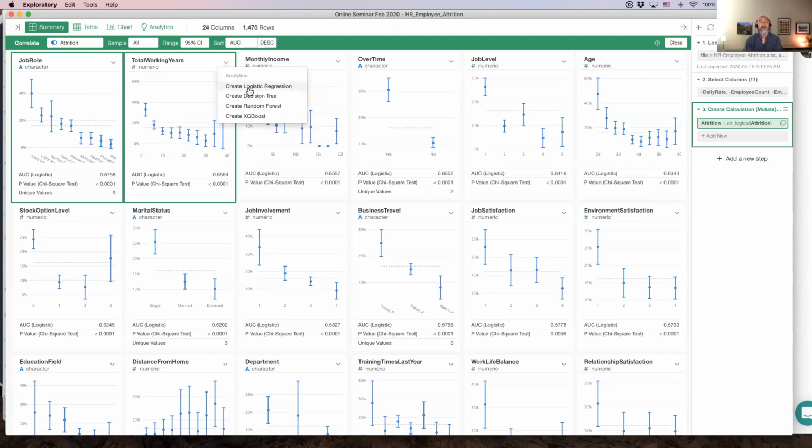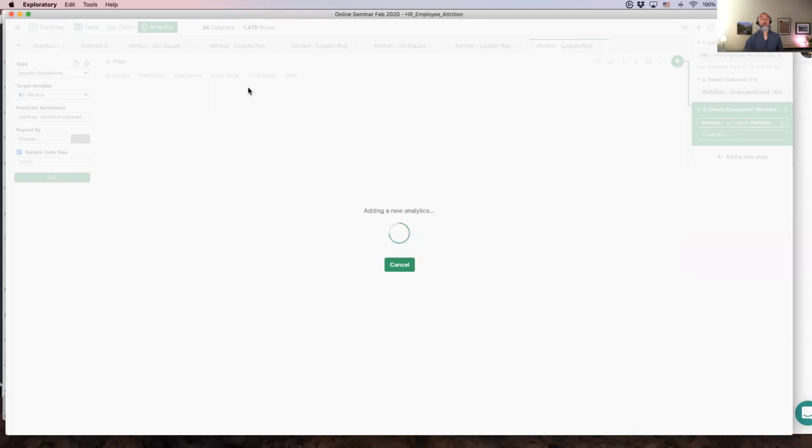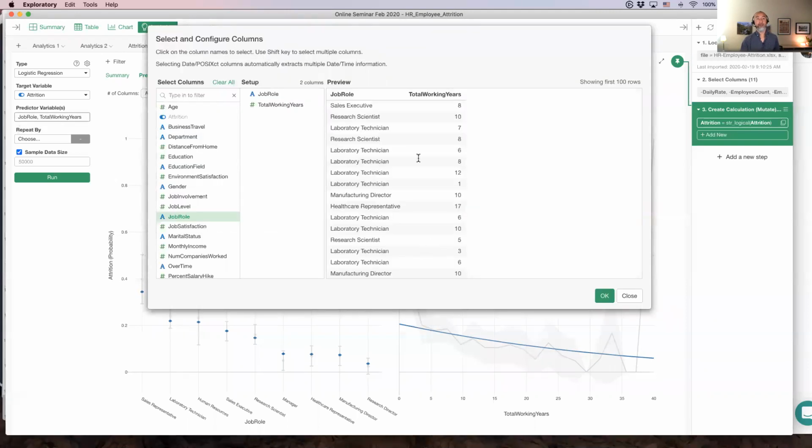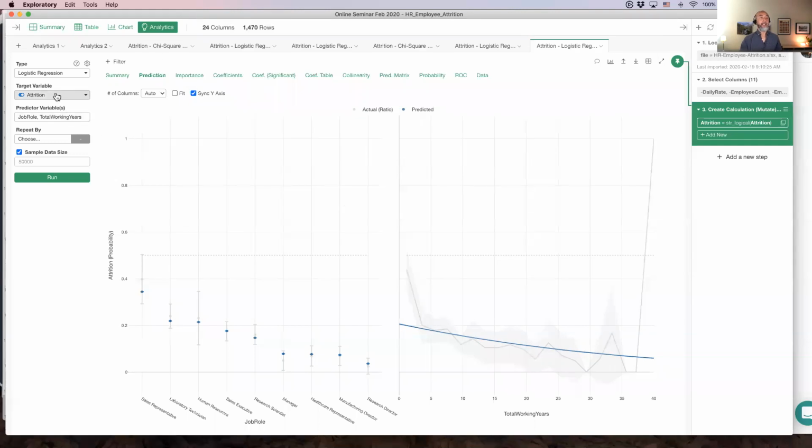Then you can create a logistic regression based on these two as predictor variables. Okay, so I'm going to select this one. And what just happened is it built the logistic regression model with these two variables, job role and total working years, as predictor variables. And the target variable is still the attrition.